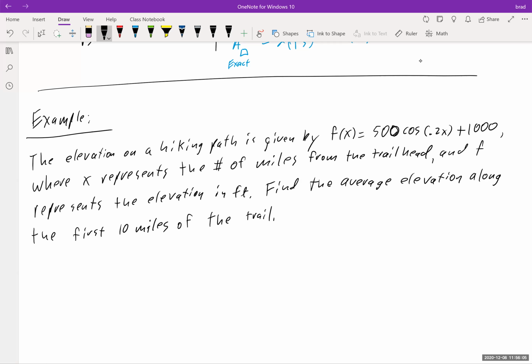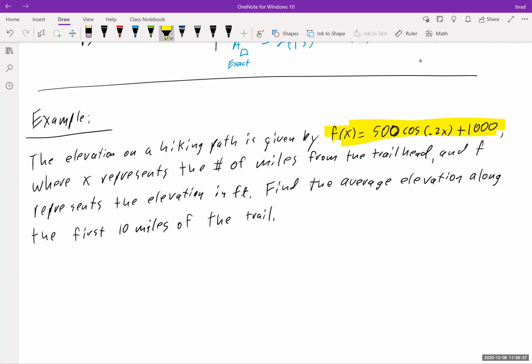Okay, so you're on this hiking path, and this function right here represents your height, where F represents the elevation in feet, and X represents the number of miles from the trailhead. So it's basically giving you a way to calculate the height you're at any given time on this trail. However, we want to know if you travel the first 10 miles, what is your average elevation along those 10 miles? So not what's the highest you were, what's the lowest you were, but on average, what was your height?